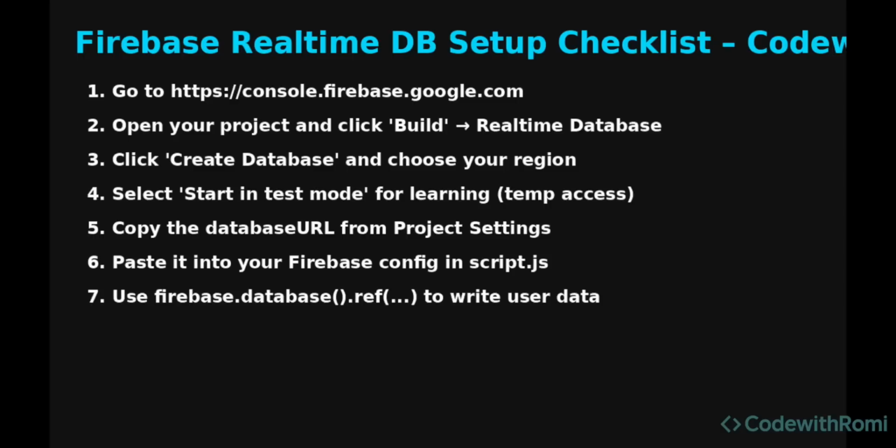Now, you can go ahead and click Create Database and choose your own region, whatever it might be. You select Start in Test Mode for learning, which is going to be temporary access. Or if you're using this professionally, this is up to you. But just for the sake of this video, this is what we're going to be doing. And you're going to copy the database URL from the project settings and paste it into your Firebase config in the script.js file that we'll be making.